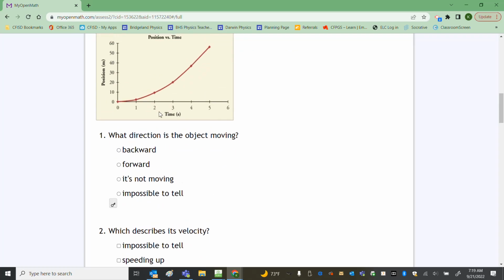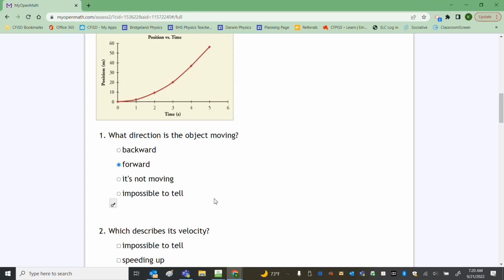Whenever you look at a position time graph, and this is the same as it was in the last unit, we can tell the direction of our motion by the direction of the slope, the sign of the slope. If it's a positive slope, we're moving in the positive direction. If it's a negative slope, we're moving in the negative direction. Looking at this, even though the slope is changing because it's a curve, it's always positive here. It's always upward in this graph, and so we would say that the object would be moving forward.